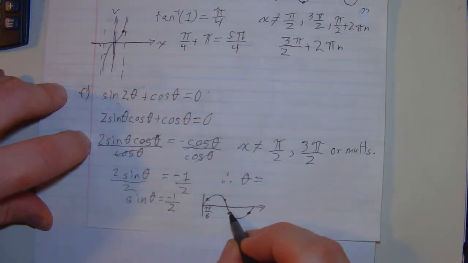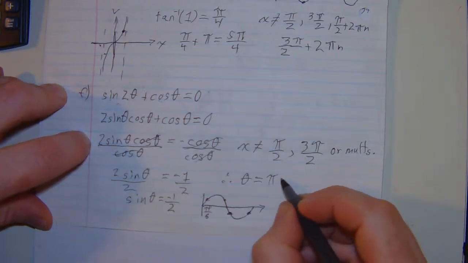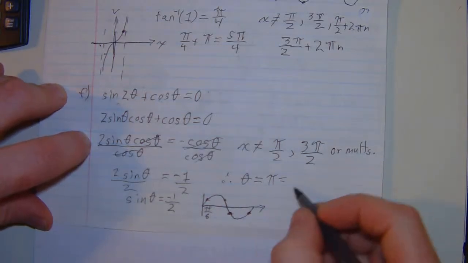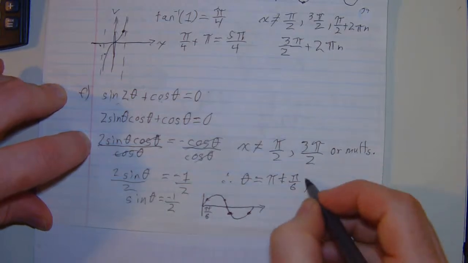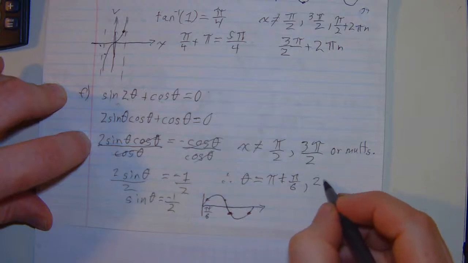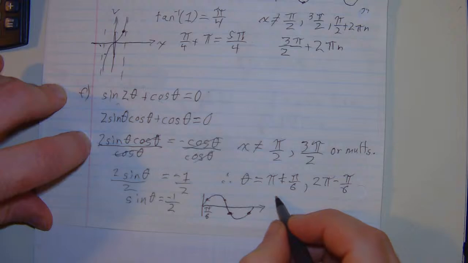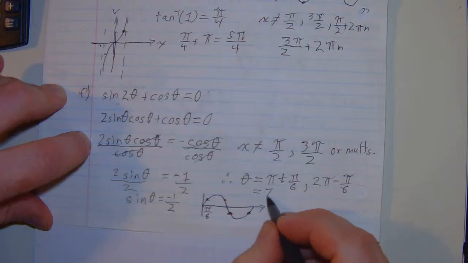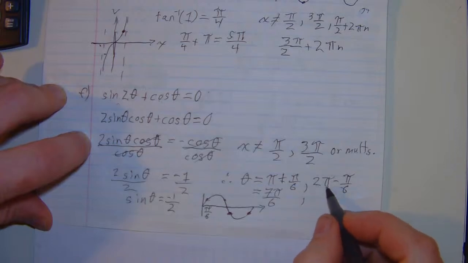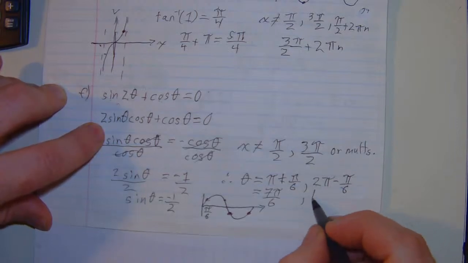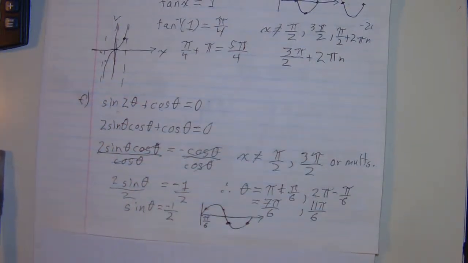So this first value of theta is going to be pi by 6 past pi. So pi, that's that spot right there. We're pi by 6 further. And this one here, we're going to be backwards pi by 6 from 2 pi because of the symmetry. There we go. And so we get 7 pi by 6. And for this one, 2 pi, that's 12 pi by 6 minus pi by 6. So we get 11 pi by 6. And so there we get our two solutions.